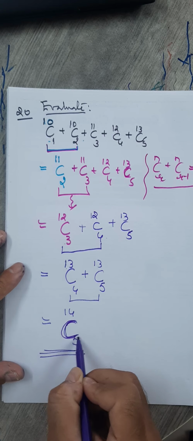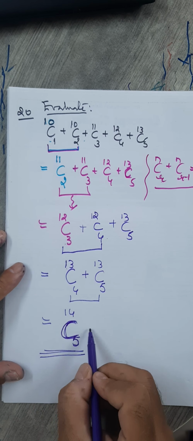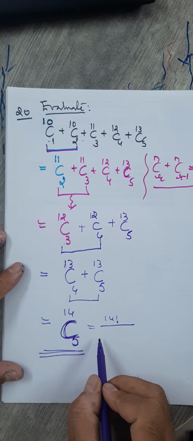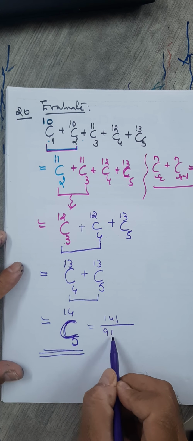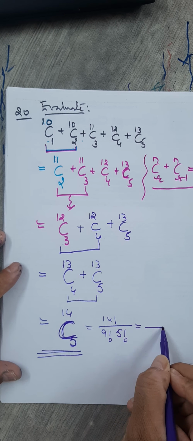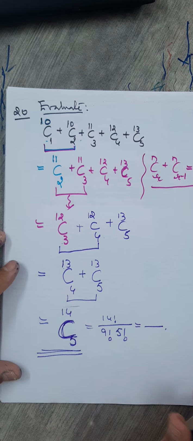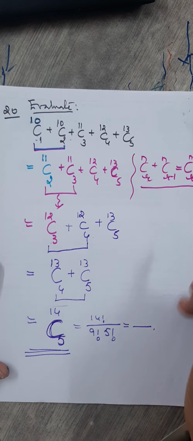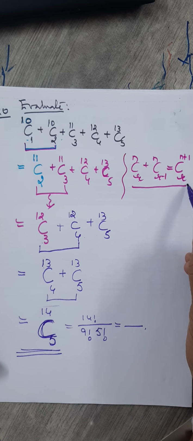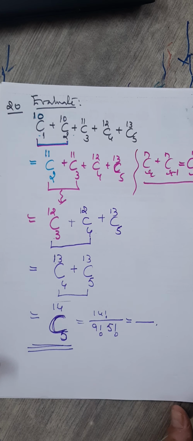You can simplify if you want to write the value of this. You know this is 14 factorial upon 14 minus 5, which is 9 factorial into 5 factorial. You can just simplify. This is not important. You are getting this. The inductive use of this result. You have used here this result number of times, remember. Fine.